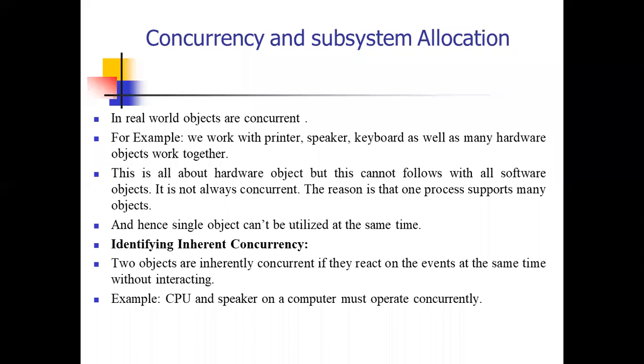So this is all about concurrency and subsystem allocation. That means in the real world objects are concurrent. We have seen one example: we work with a printer, speaker, keyboard, as well as many hardware objects that work together. That means we print some data, then the speaker is working, then we are handling the keyboard. But this is not the case with software objects. So it is not always concurrent, because one process supports many objects.